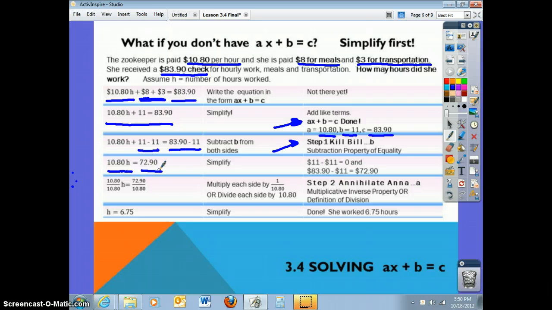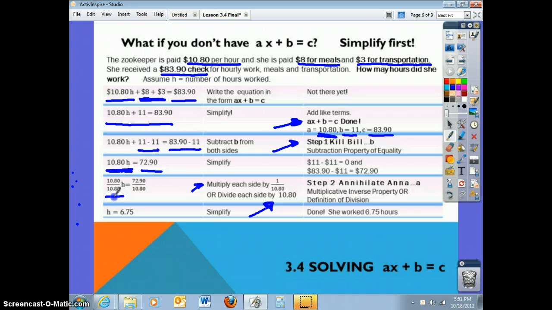Okay? So we've now killed Bill. We got rid of b. Now we've got to annihilate Anna. We've got to get rid of the a, and the 10.80, remember, was the a. So that's what we've got to get rid of. To get rid of the a, you can either multiply each side by the reciprocal of a, or you can divide each side by a. So you can either do this or that. Either one will get you to the same point.